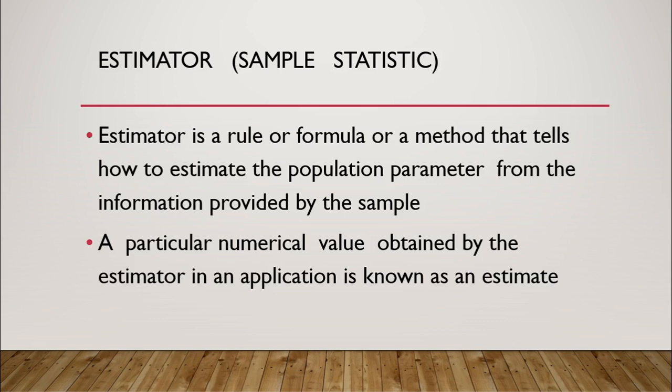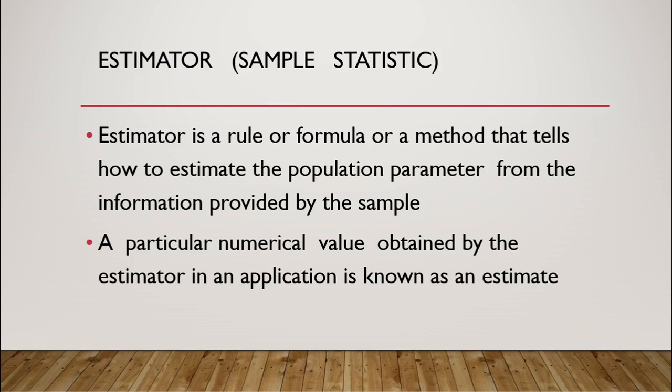So when we use an estimator, we get a unique numerical value for that estimator. The particular numerical value obtained by the estimator in a specific application is known as an estimate. For example, when you estimate the marginal propensity to consume in the case of a consumption function, if you get a value like this, beta 2 hat is equal to 0.72, that value is an estimate. Beta 2 hat is an estimator, and 0.72, that is the estimate. So an estimate is the particular numerical value obtained by the estimator in a specific application.